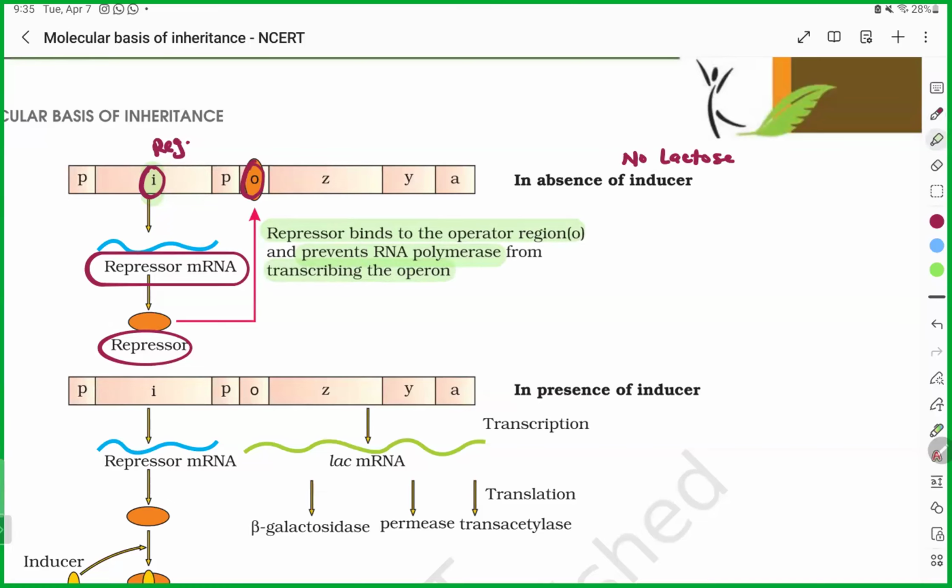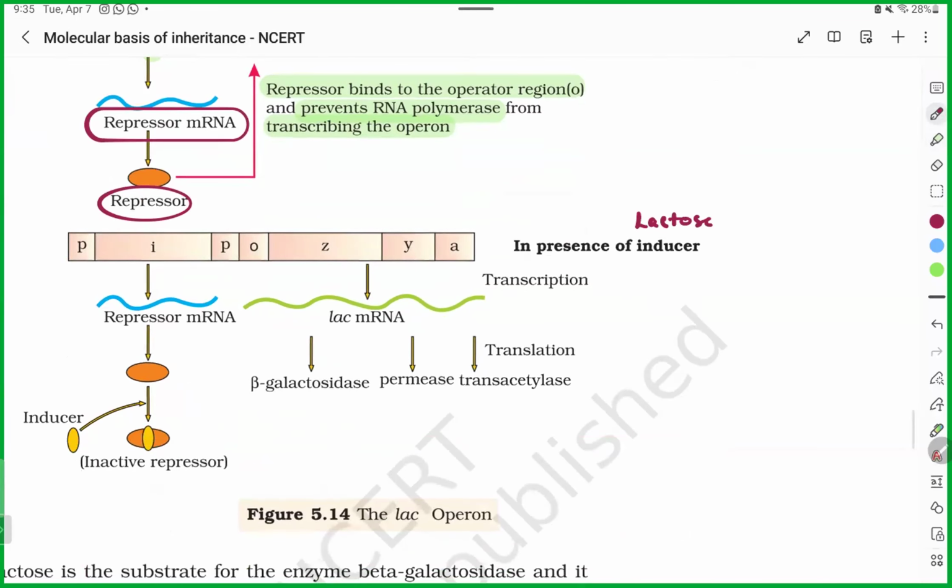But if food is present, it means the inducer, lactose, is present. If food is present, we have to stop the mechanism of prevention. How to stop? Food itself will stop the process. The regulatory gene will still work and still produce the repressor, but the food will inactivate it. Now the Z, Y, A genes will act. Z will form beta galactosidase, Y permease and A transacetylase. So first there will be transcription, the lac mRNA, and then the proteins.